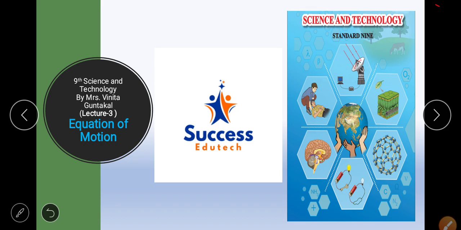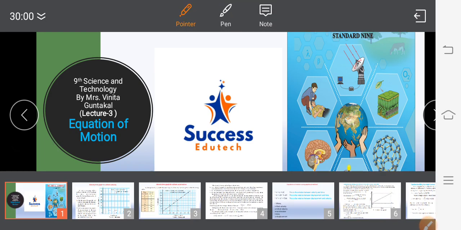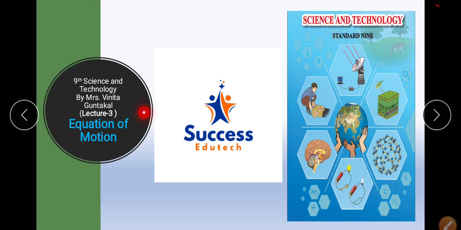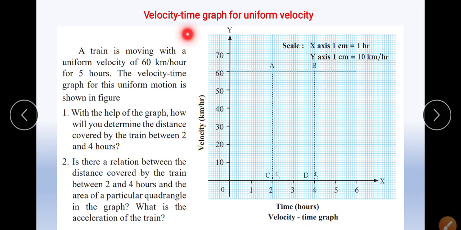In the previous lecture, we studied acceleration, uniform and non-uniform motion. We also studied the distance time graph for uniform motion and non-uniform motion. In today's lecture, we are going to deal with a very important topic, which is equation of motion. First, we are going to study the velocity time graph for uniform velocity. The term uniform velocity says that the velocity is constant, it is not changing with time.